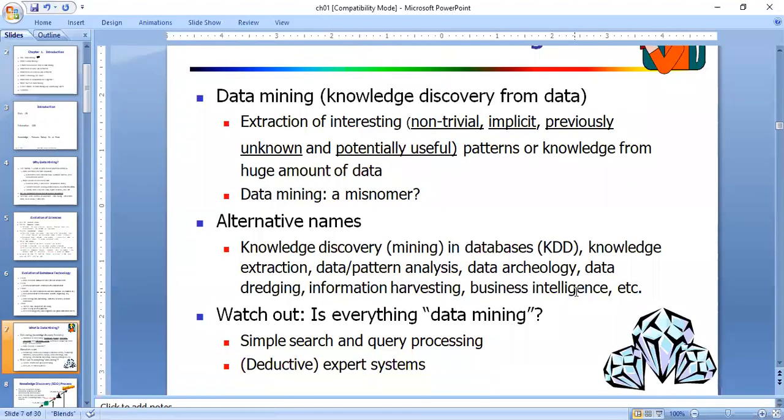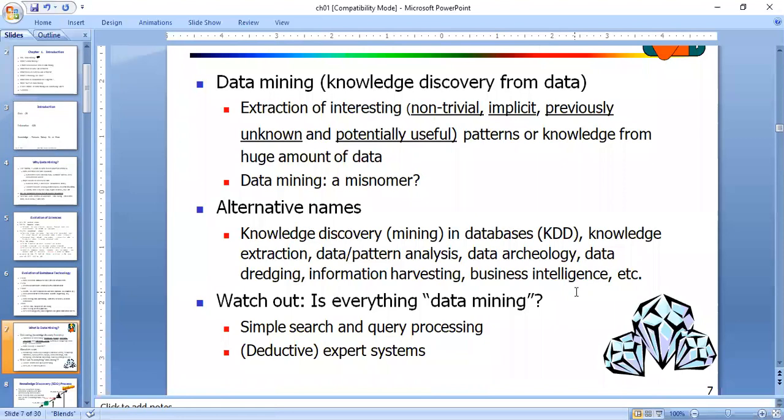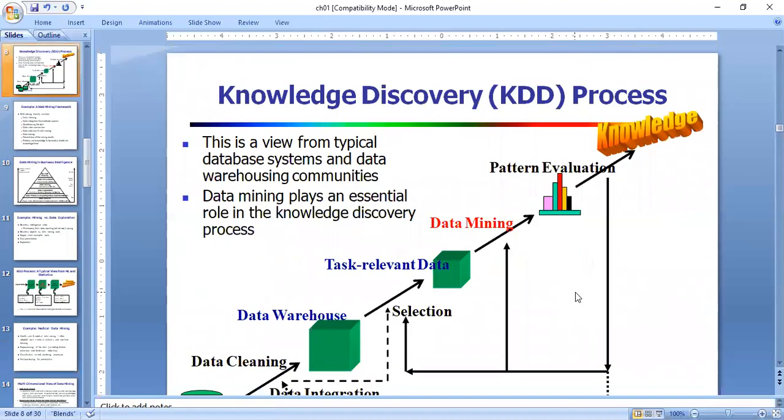So if we come across, is everything data mining? Simple search and query processing, your expert system, that is a deductive expert system. So there is some difference in what exactly data mining is. Searching will not come under data mining. Our interest is whatever gives us deep knowledge, we are calling that data mining. Okay.